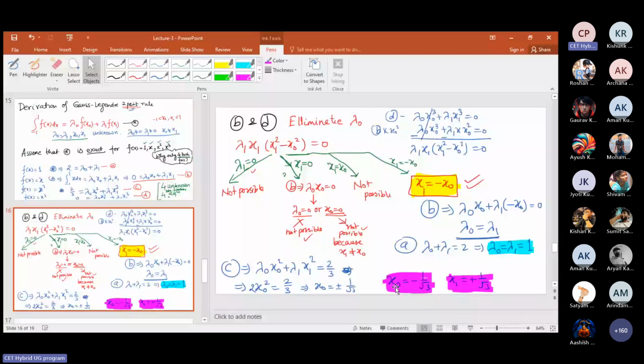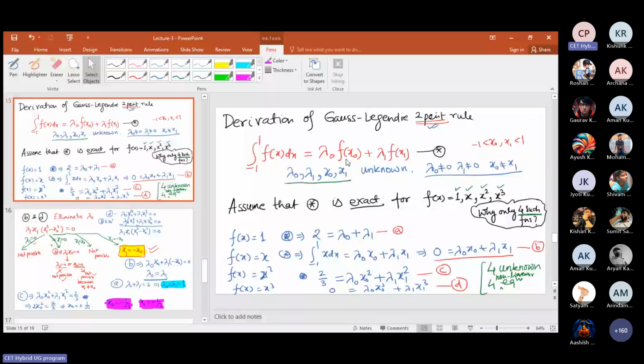Notice करो कि अगर आप x0 को plus 1 by root 3 भी choose कर लो तब भी कोई फर्क नहीं पड़ेगा, because eventually it is f of minus 1 by root 3 plus f of plus 1 by root 3. So you get the Gauss-Legendre 2-point rule. I hope this is clear.